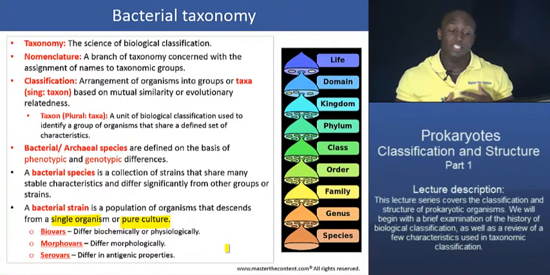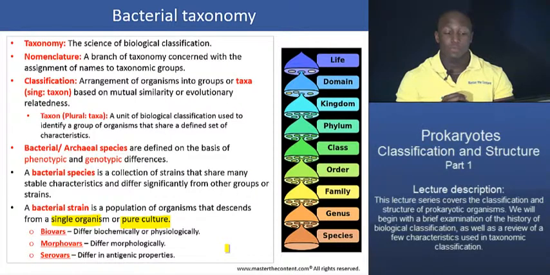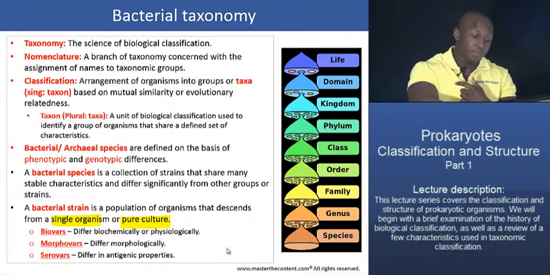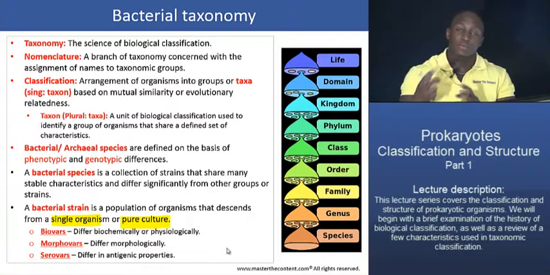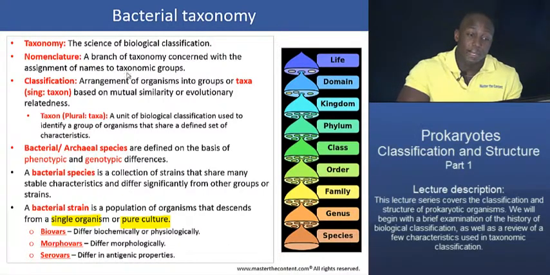When we're talking about a species, we're talking about a group of organisms that share a significant amount of stable characteristics, which makes them different from other organisms. When we're talking about a strain, we're simply talking about a population of organisms descended from a single organism or from a pure culture. There are a few important terms in relation to bacterial strains that I want you to take note of. I want you to know what a biovar is.